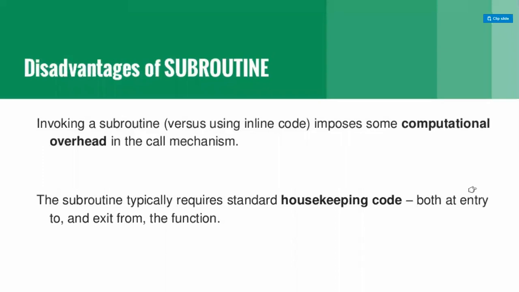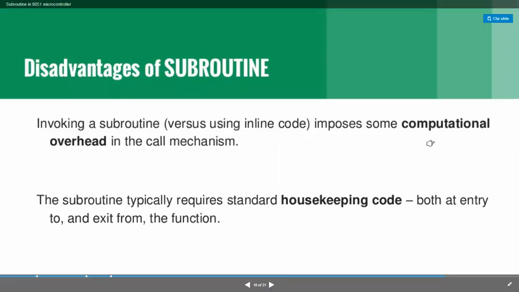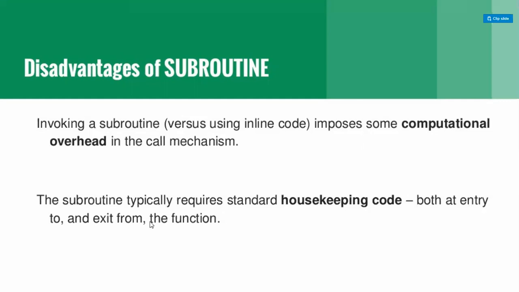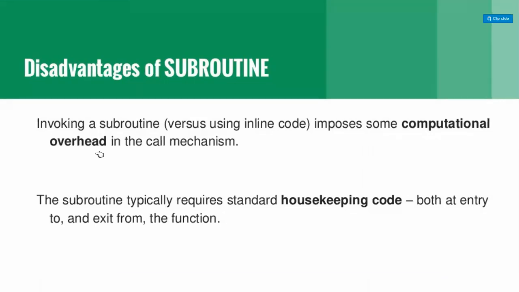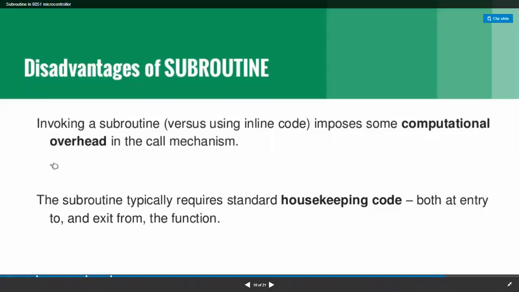So the disadvantages are that invoking a subroutine leads to computing overhead in the call mechanism. Whatever push and pop happens is going to be the overhead, because not only are we pushing the value of the PC, we have to push many registers onto the stack whenever we are jumping from the main program to the subroutine program. So that leads to overhead in the calling mechanism.